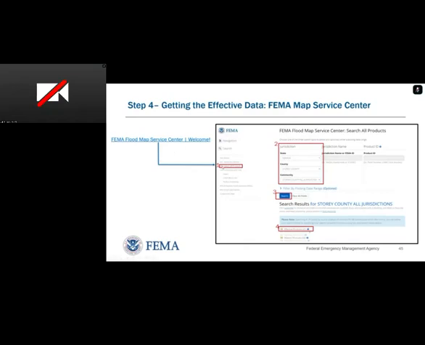So first, you just need to search all products, enter your local jurisdiction, search within your jurisdiction, and then go through the effective products folder. So this products folder here will include your FIRM panels, your FIS report, and maybe even a digital database if they have it.